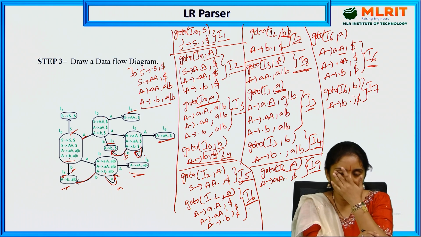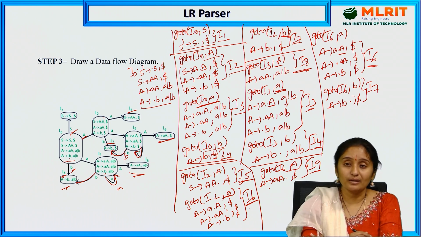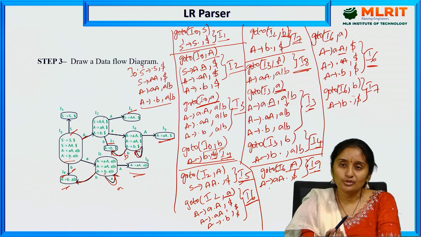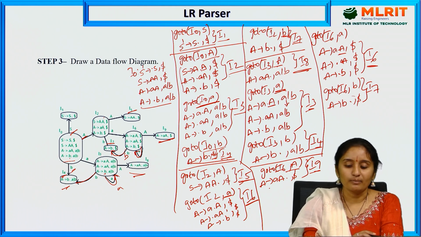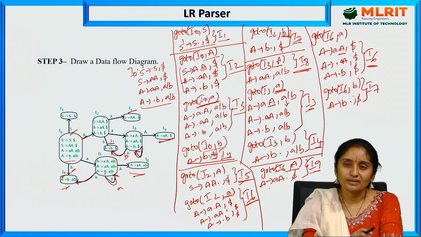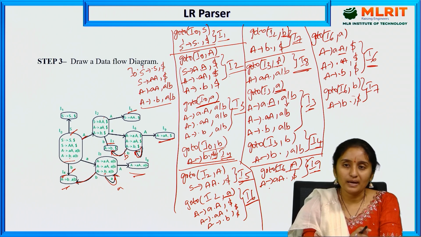It's like a DFA diagram. When we are applying one input, it is moving either to a new state or staying in the same state. So this is nothing but a data flow diagram. Now for this we are going to construct an LALR(1) parsing table.